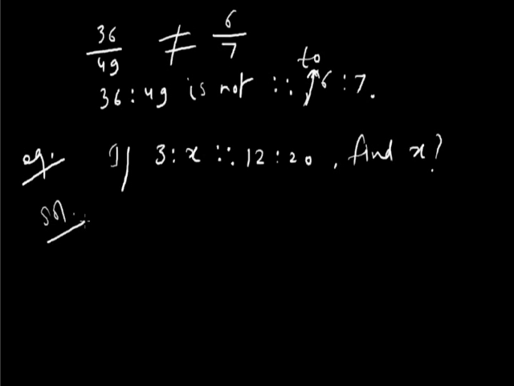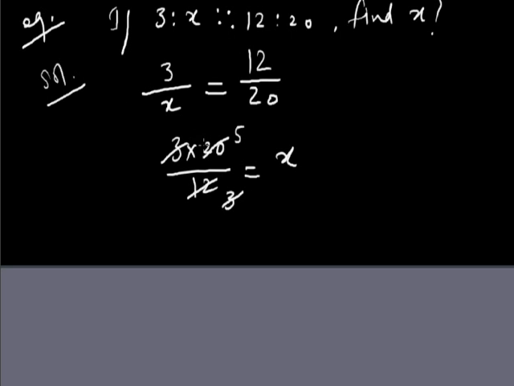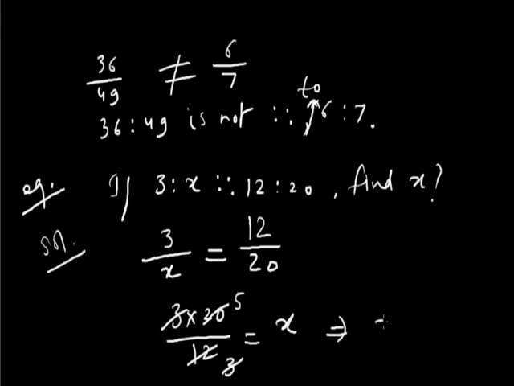The solution is, it is given that 3 ratio x is proportional to 12 ratio 20. That means the fraction 3 divided by x is equal to the fraction 12 divided by 20. Now using the concept of cross multiplication, I can state that 3 multiplied by 20 divided by 12 is equal to x. Cancelling the common factors between the numerator and denominator, 20 is cancelled by 4, 5 times, 12 is cancelled by 4, 3 times, and this 3 is cancelled by the numerator 3. That means x is equal to 5.